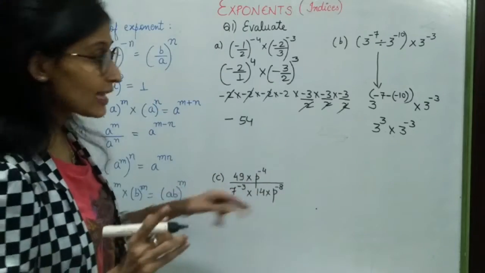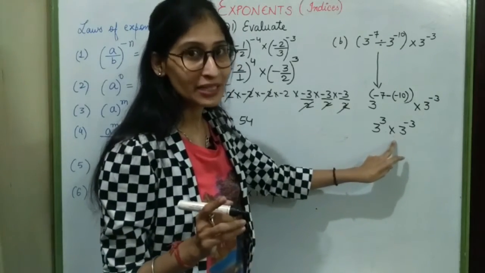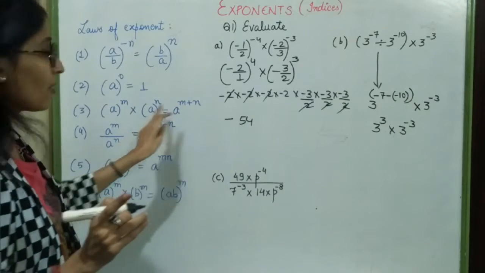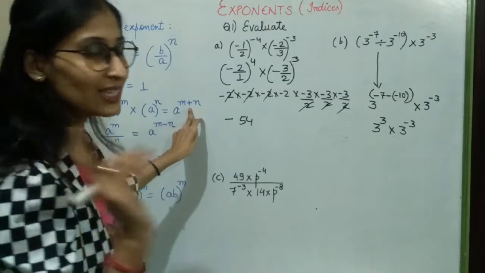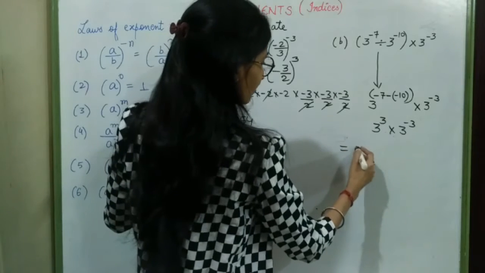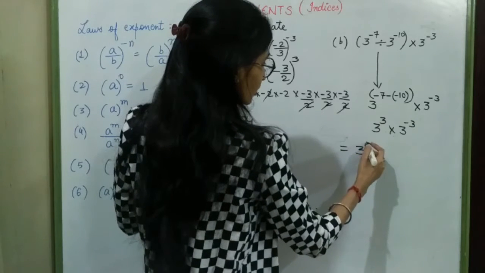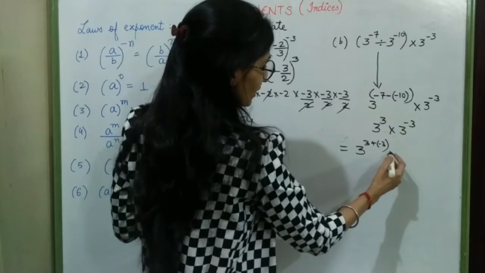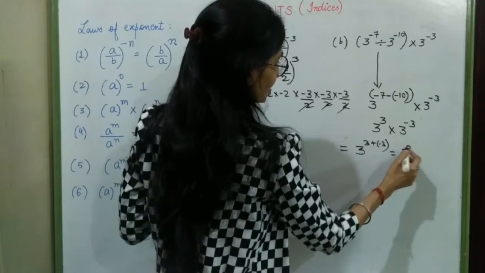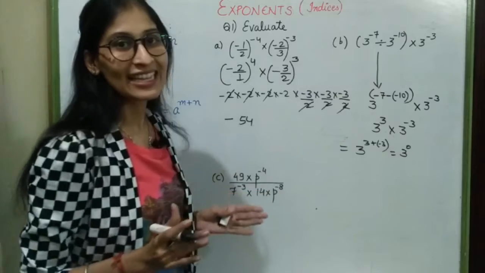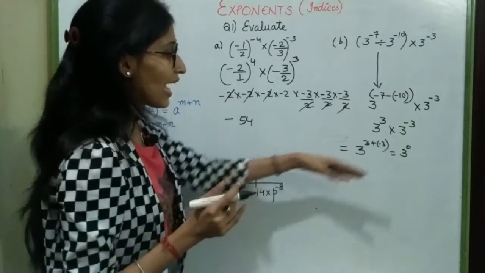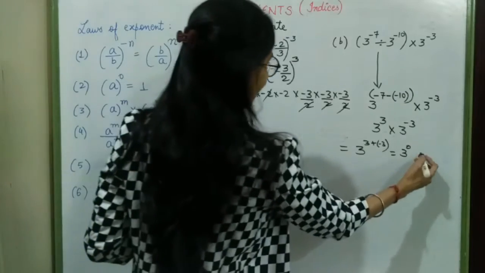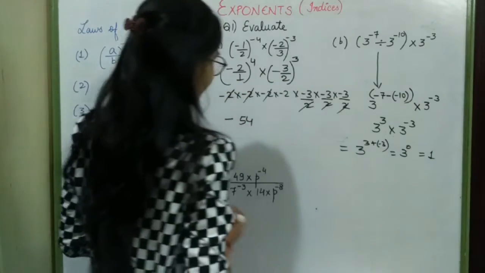Now base is same and the numbers have multiplication sign in between. Now I am going to follow my rule number 3. Powers are going to be added. So it will become 3 raised to power 3 plus minus 3. So it will become 3 raised to power 0. And next, magic of 0. Anything raised to power 0 is always 1. So my answer here will be 1.